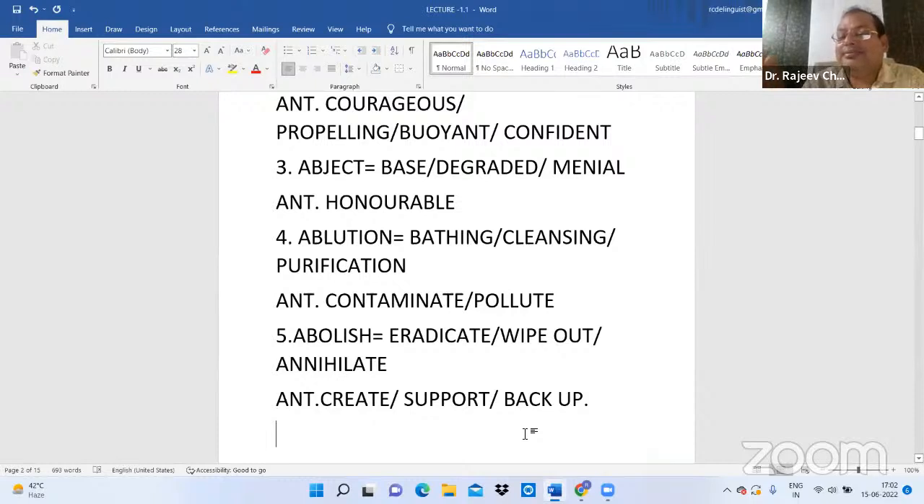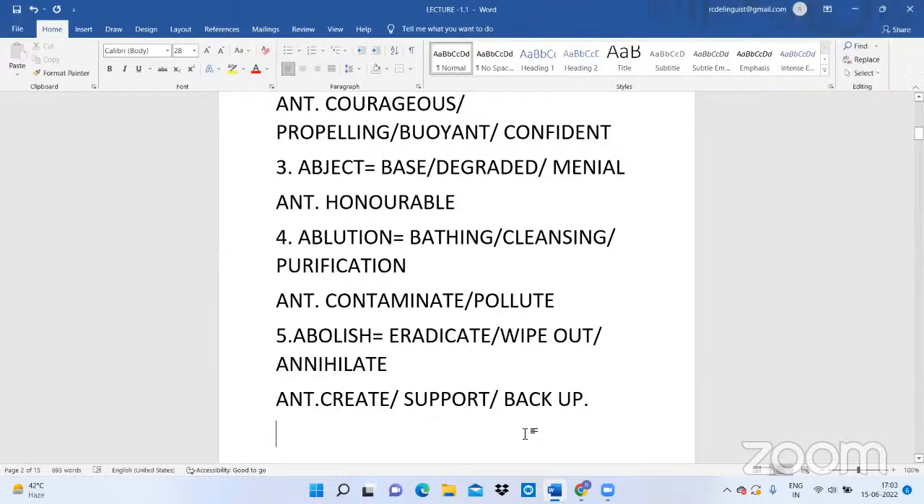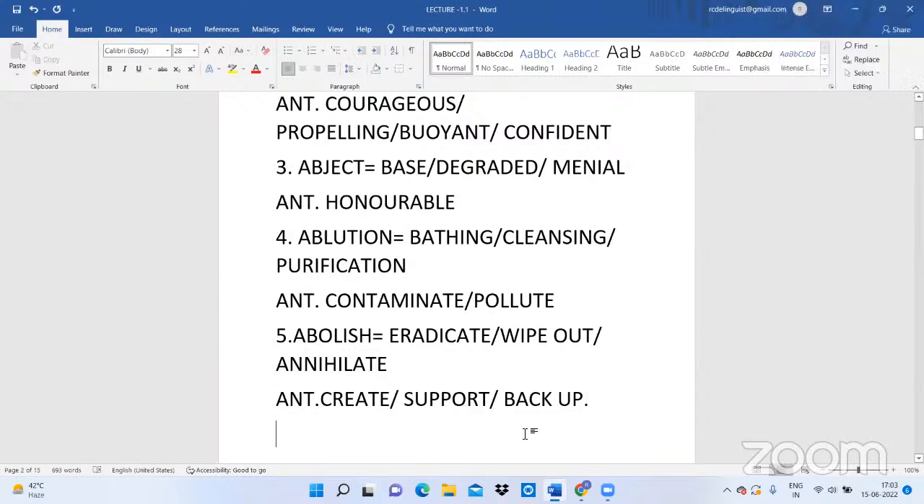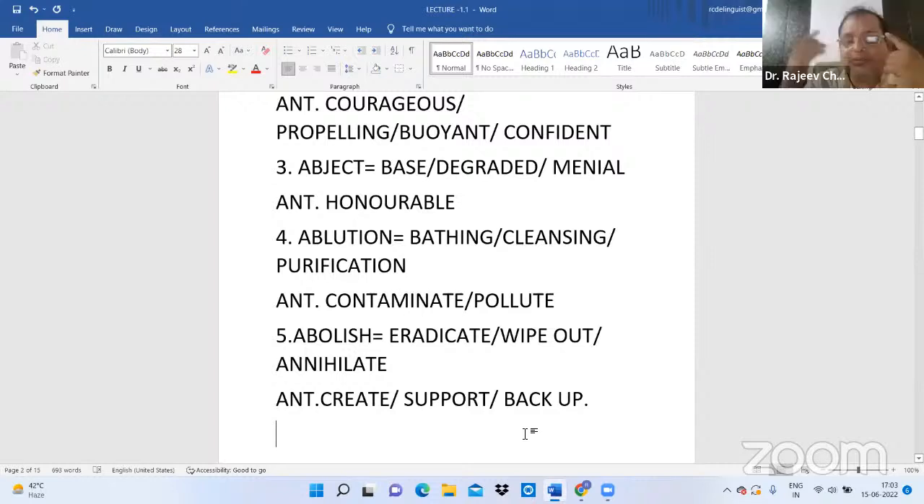Okay, clear? Yes. So, wipe out. So wipe out also means the same, to end something legally. Wipe out means also to eradicate, to remove properly. That is to wipe out.